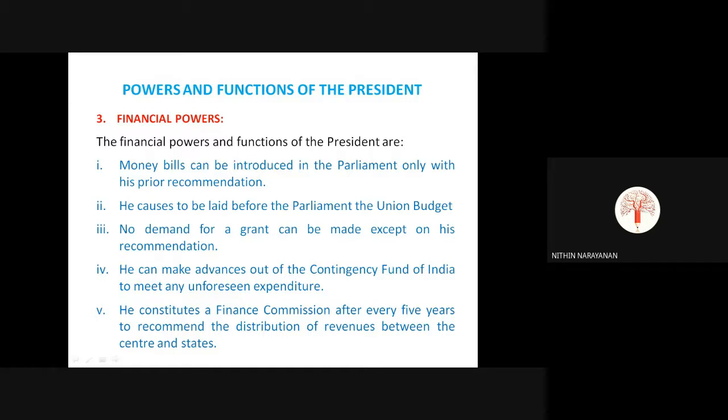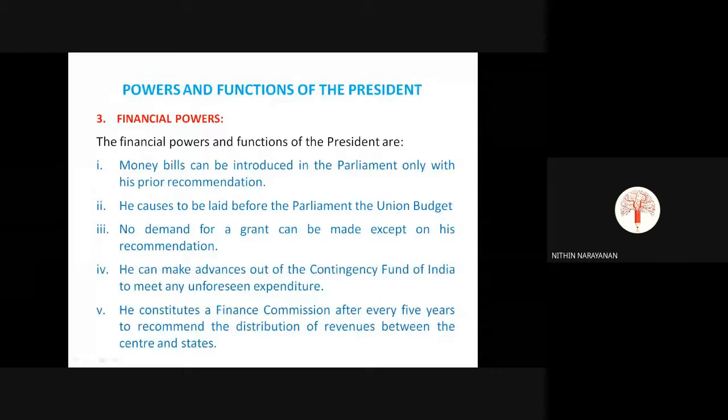And here come the different financial powers of the president. So what are the different financial powers? One is financial, meaning it relates to expenditure, money, and money bills. Money bills can be introduced in the parliament only with his prior recommendation.